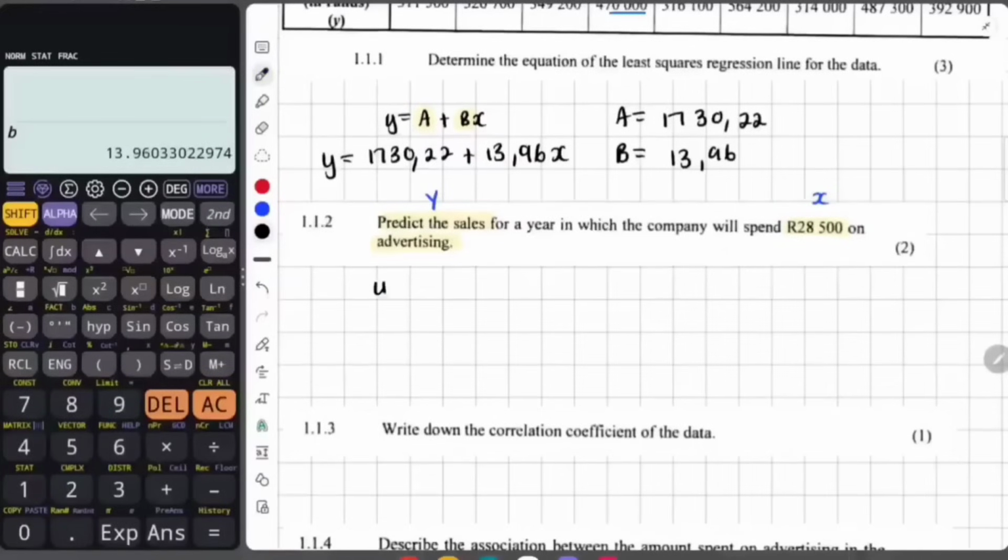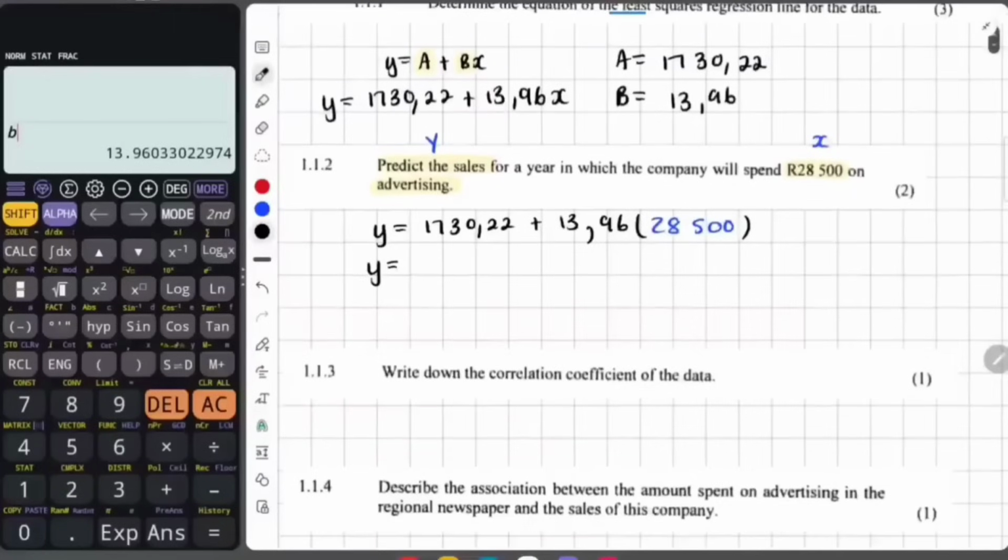So we're looking for Y. So we're saying Y is equal to, and we have 1730.22 plus 13.96. And then in place of X, we're going to put this amount. So that is 28,500. And let's go ahead and see what we get. Okay, so the nice thing about these calculations is on your calculator, even if you press AC, it's not going to remove the information. It's still recorded, and you can still do normal calculations here. So I'm going to do that calculation.